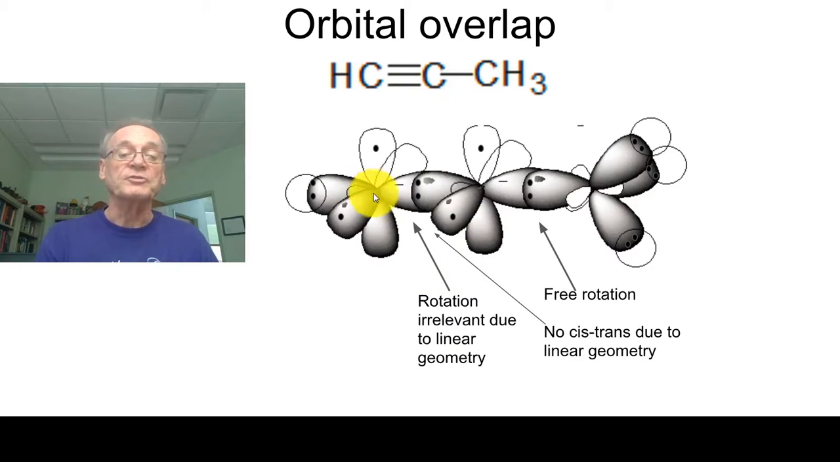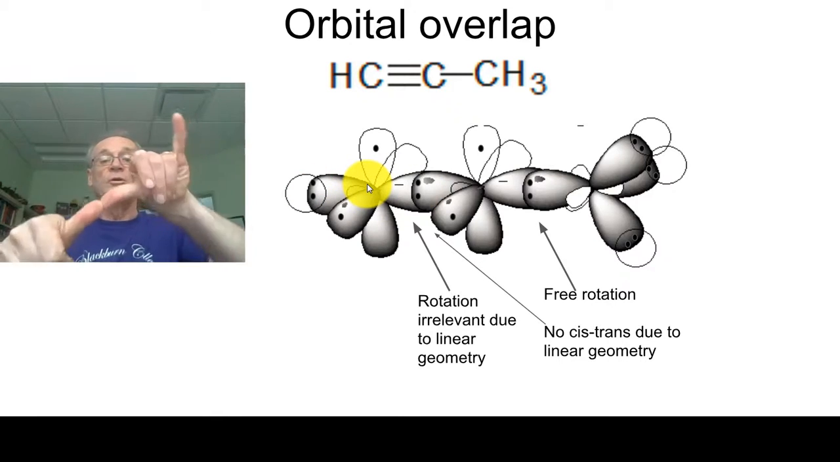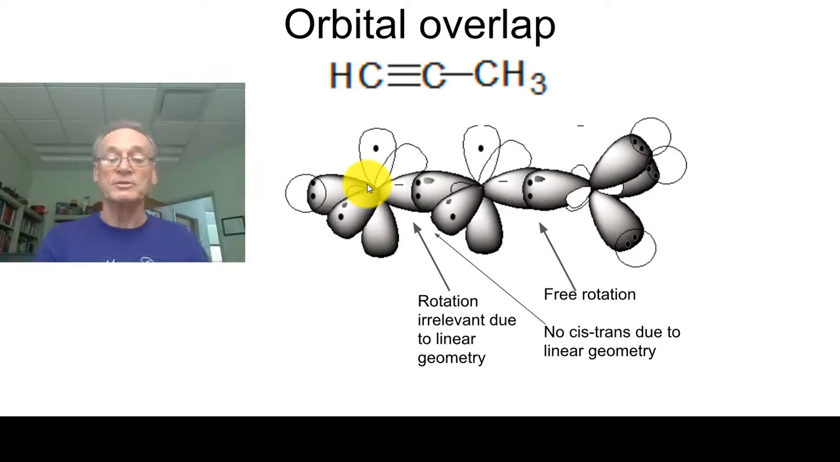But do notice that there's no cis trans here because this is a 180-degree angle and this is a 180-degree angle. Straight across, no cis or trans. It's just 180 degrees straight across.